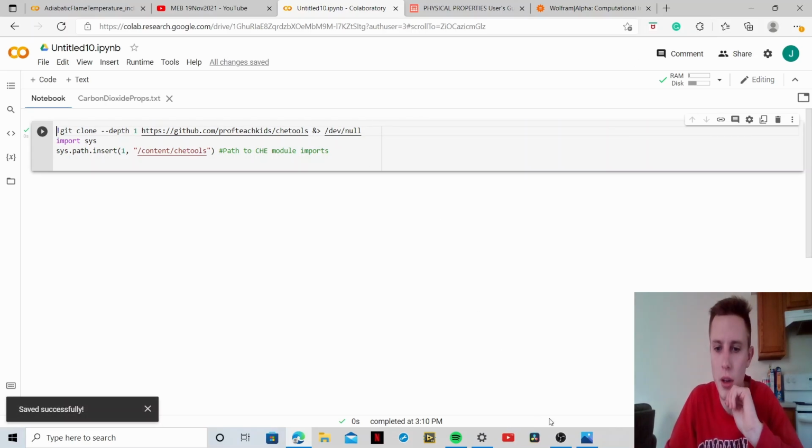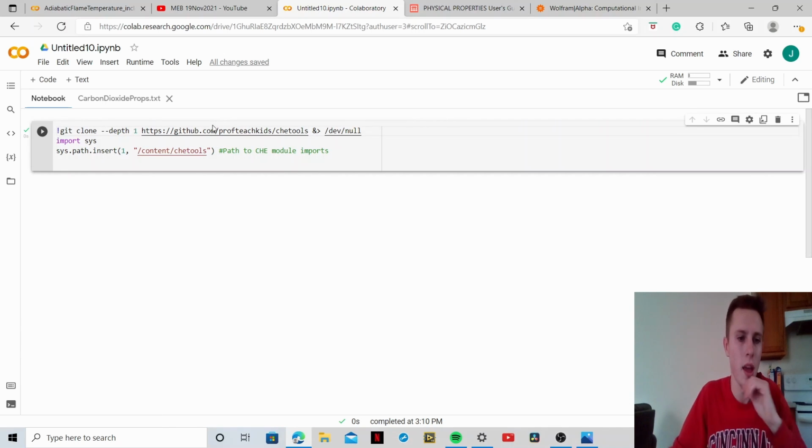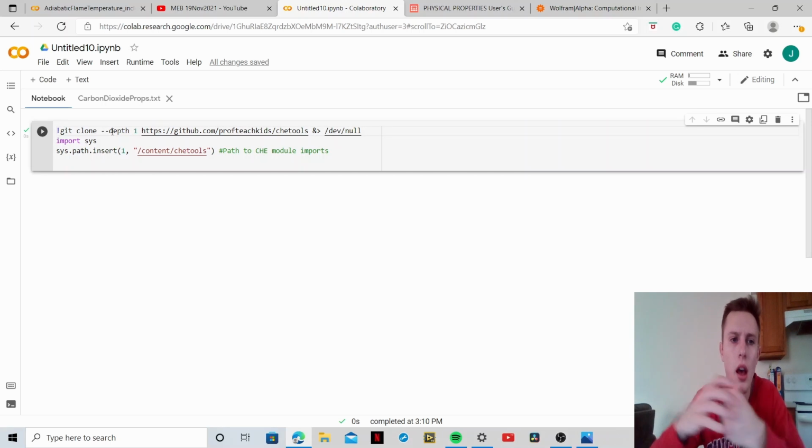Okay, so now we're going to start getting to the coding portion. Let's make sure that's running. I've already got the code here to pull in our data from CHE Tools. This is going to allow us to pull in a bunch of information on the contents of the fuel that we're going to be using.